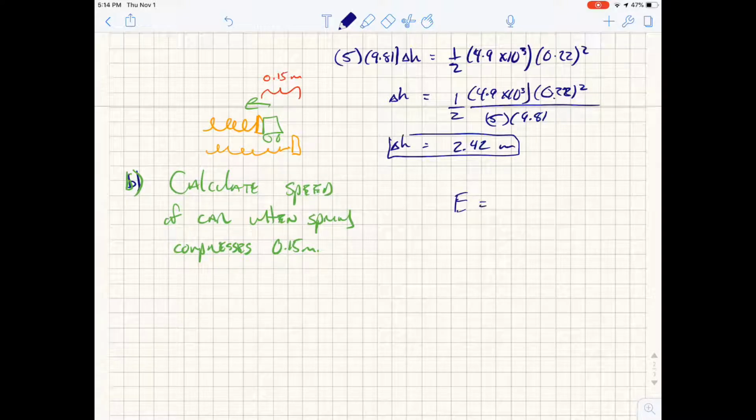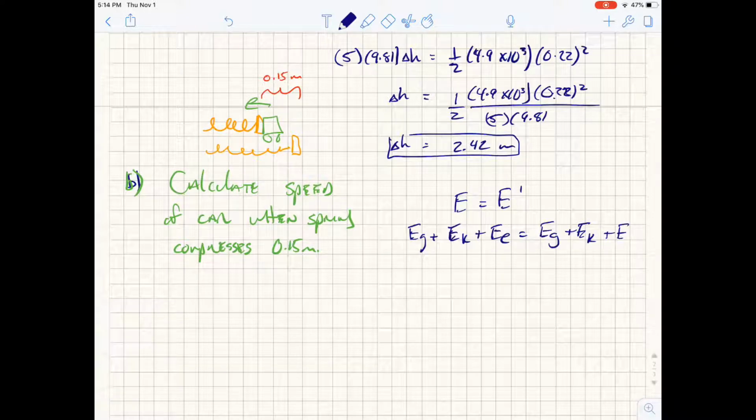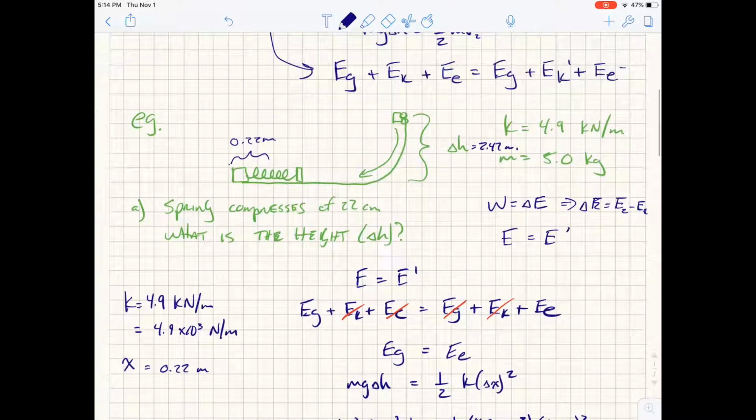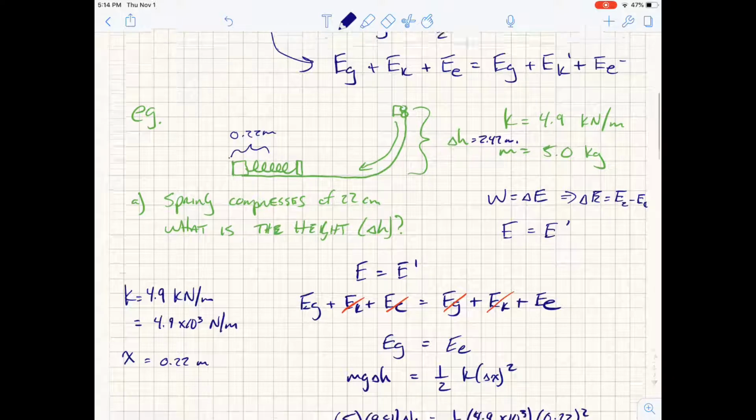So E is equal to E prime, and we can write our formulas out. Now you may get to the point where you can do this step in your head, but for purposes today, I'm just going to keep writing them out. And these are Ek prime. Okay, so when that car comes down the ramp and is on this level plane, it's going to hit the spring and compress it on its way to maximum compression.